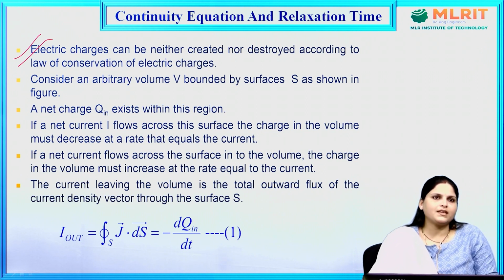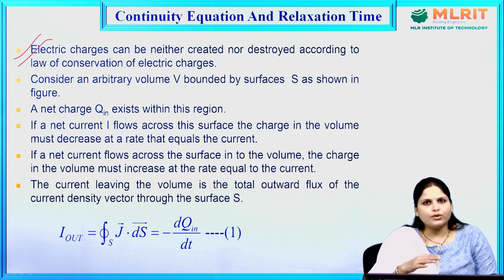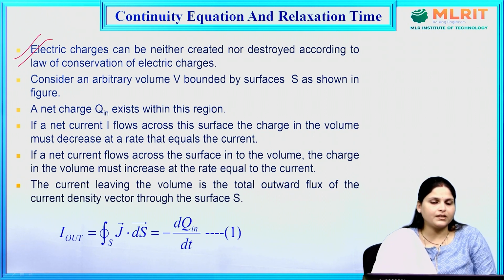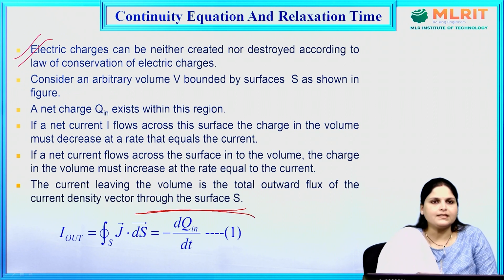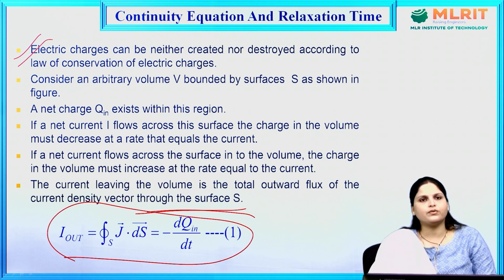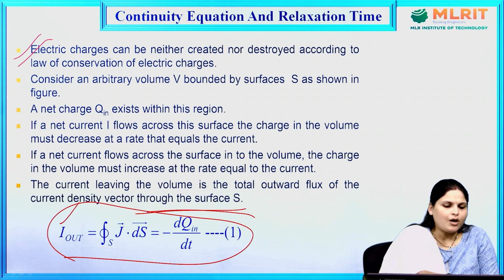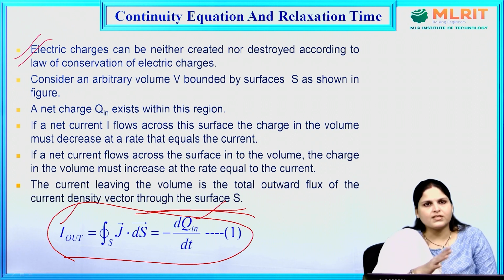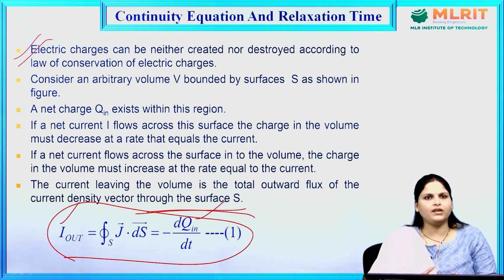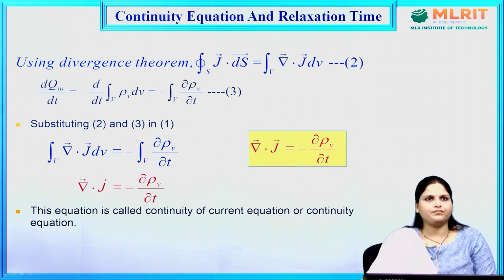So what we can say by this concept is that the current leaving the volume is the total outward flux of the current density vector through surface S, and this can be written in the form of an equation: I out is equal to the integration of J dot dS, which is equal to minus dQ in by dt. Out current, in current, positive, negative, equal numbers are there.